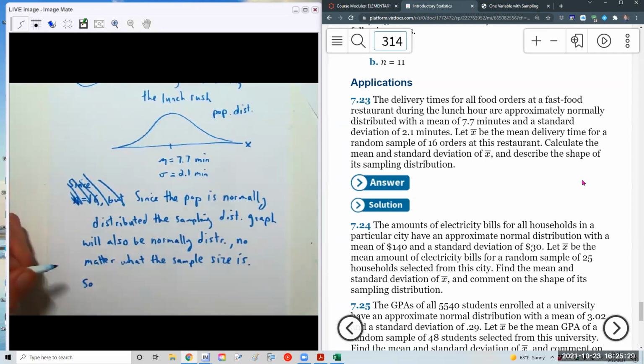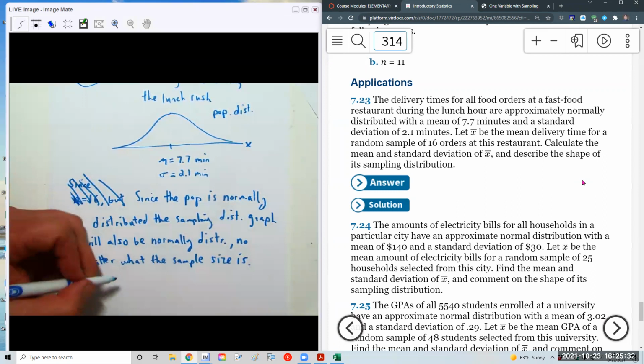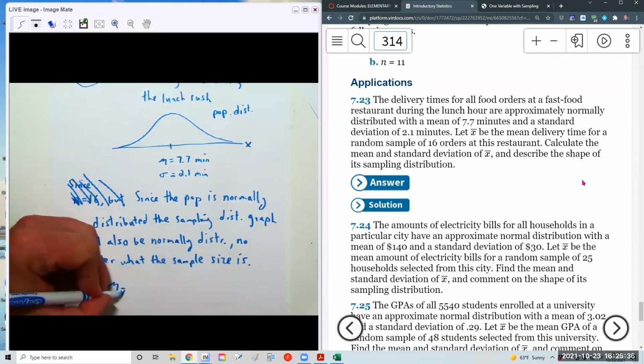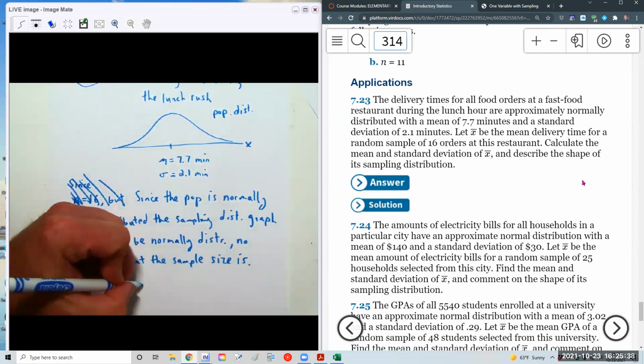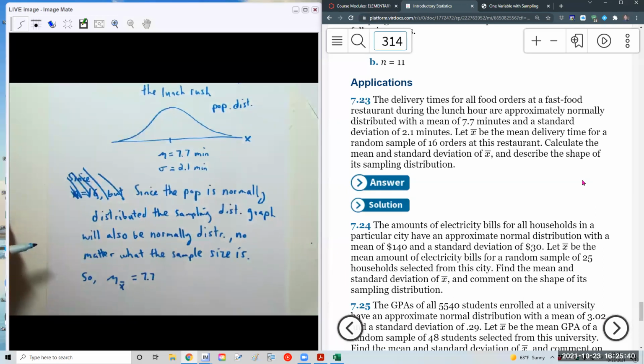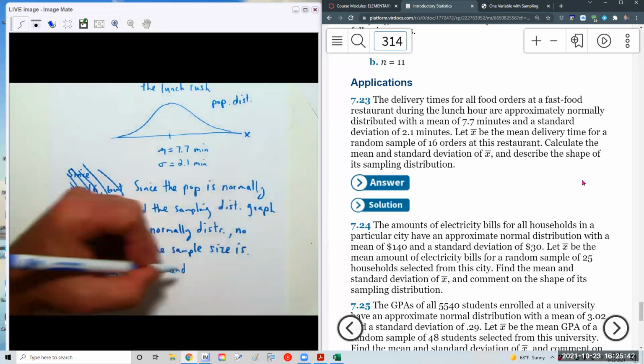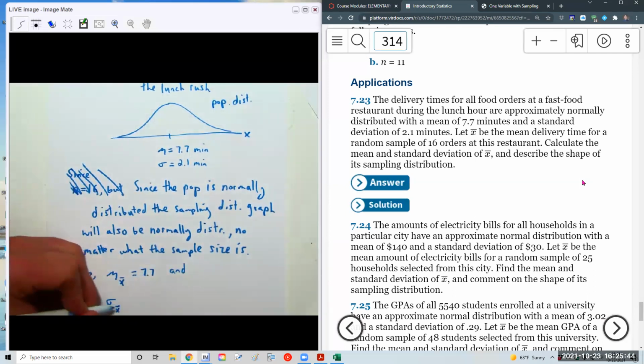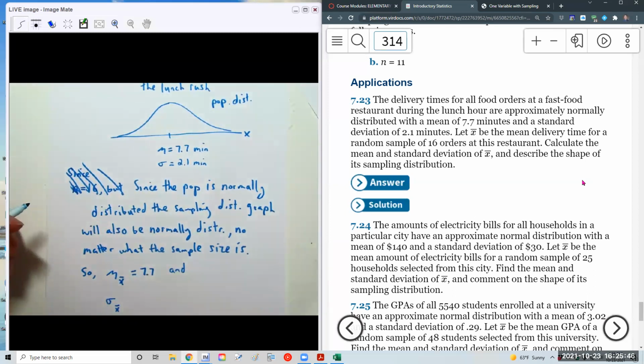So what is it they want? No, they want us to describe the shape. We did that. And they also want values from mu sub X bar. Well, we know that that's just going to be 7.7. And they also want a value for sigma sub X bar.